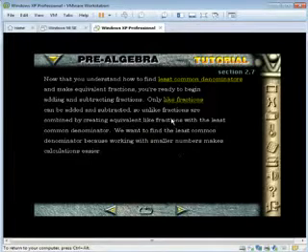Now that you understand how to find least common denominators and make equivalent fractions, you're ready to begin adding and subtracting fractions. Only like fractions can be added and subtracted, so unlike fractions are combined by creating equivalent like fractions with the least common denominator. We want to find the least common denominator because working with smaller numbers makes calculations easier.